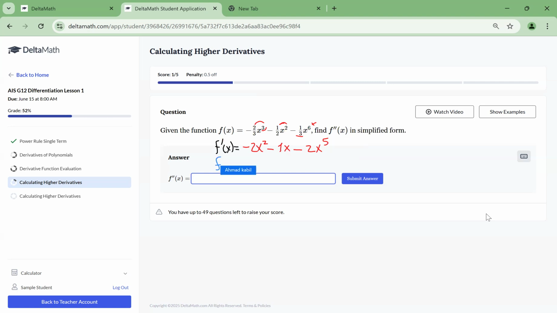Let's differentiate again. So multiply those two together, you get negative 4x. Here, this becomes minus 1. Minus, and then you multiply, so you get 10x power 4. So minus 4x minus 1 minus 10x to the power of 4.